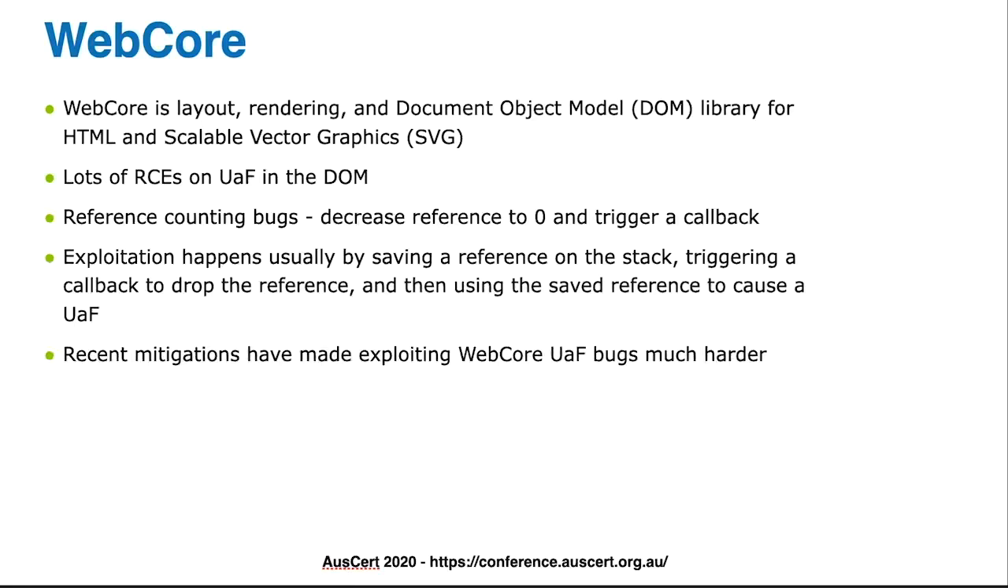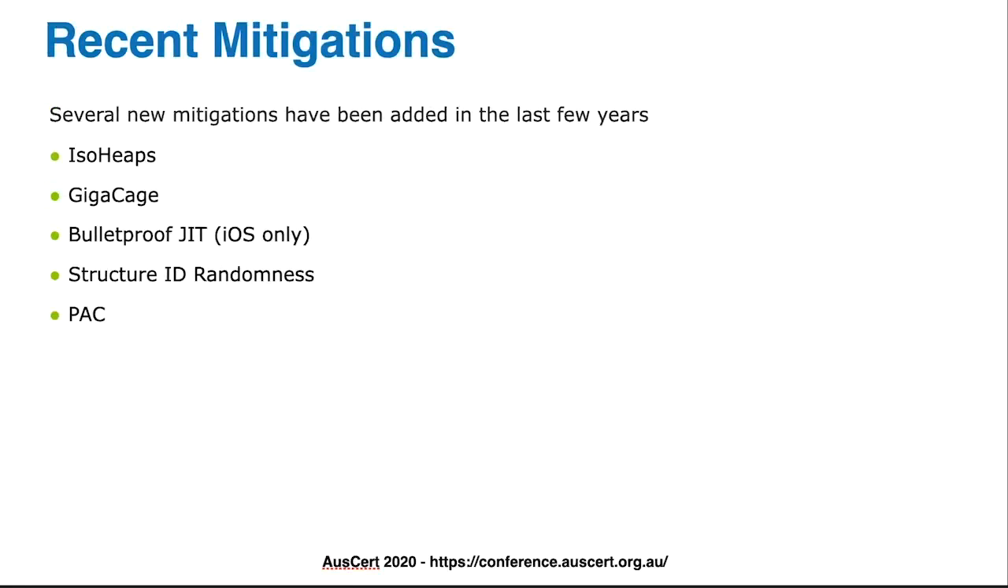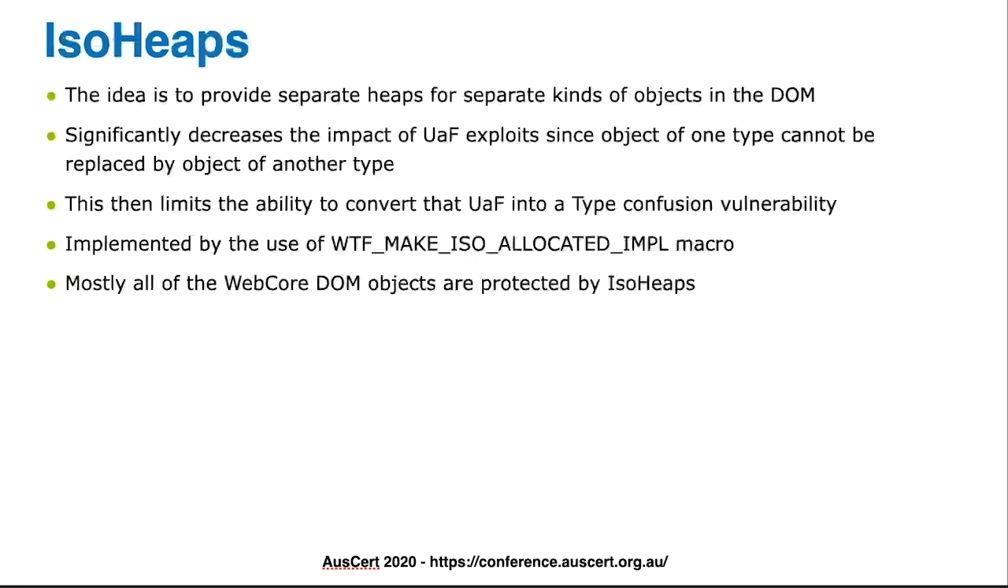However, in the past, there have been some recent mitigations which have made exploiting such bugs much harder. So some of the recent mitigations which have been implemented in WebKit are ISO heaps, GigaCage, bulletproof JIT, which is only applicable for iOS. Then you have structure ID randomness, and you have PAC, which is pointer authentication check, again only for iOS devices.